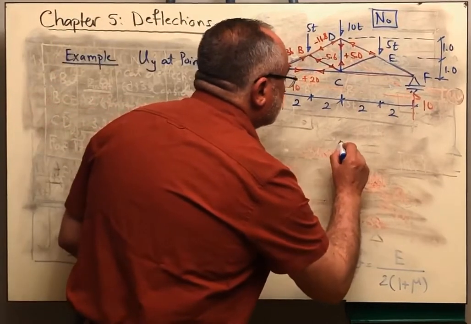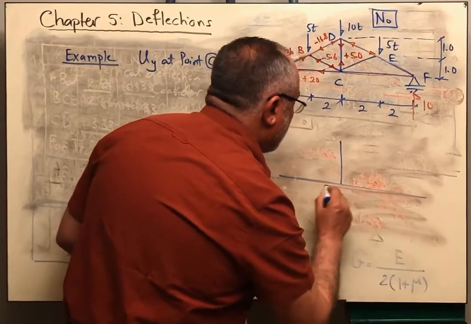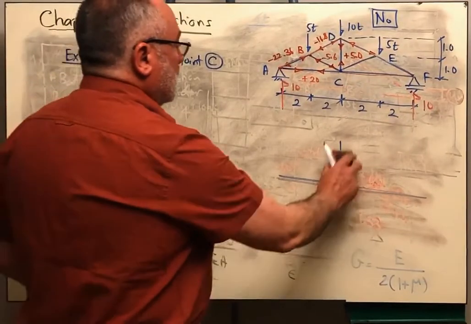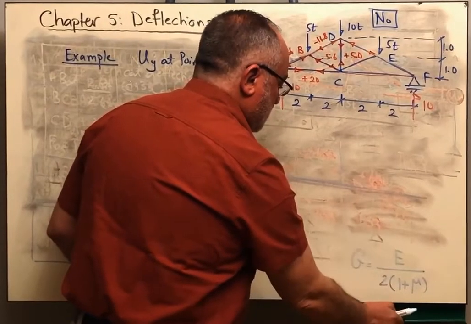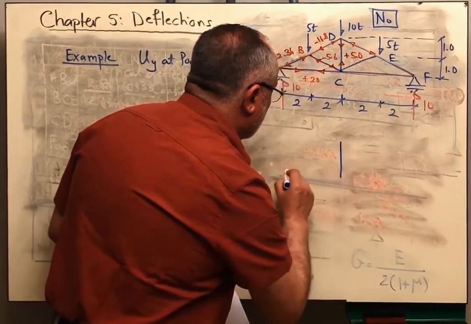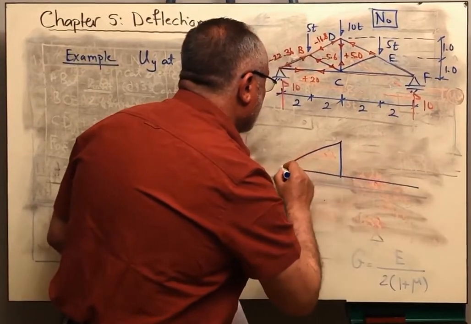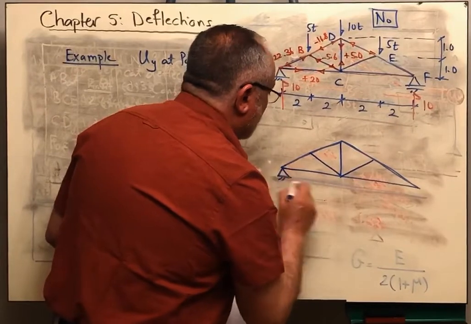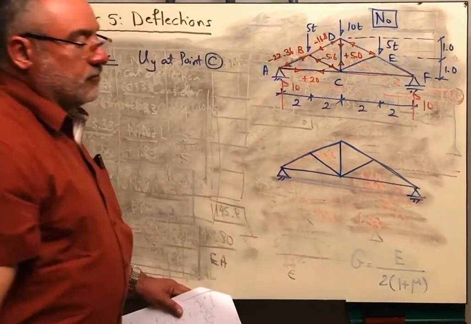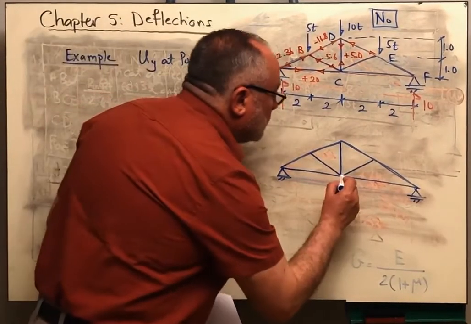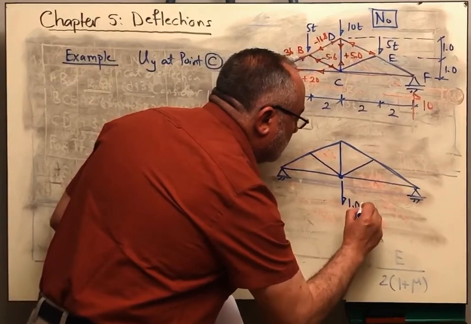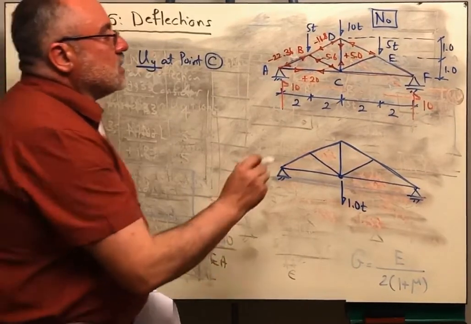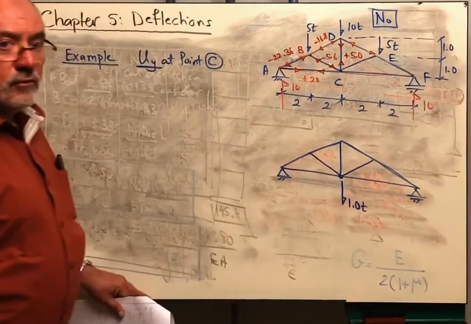For the unit load case, again, we are removing all of the forces that we have, right? And we are putting instead a unit load in the direction of the desired deflection. He wants to get the vertical deflection at point C. It is expected that point C will go down because it is loaded this way, okay?